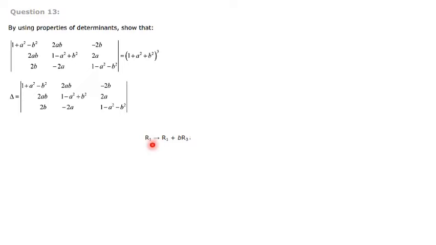So r1 changes to r1 plus br3, and another operation what I said was r2 changes to r2 minus ar3. So let's go for the calculation. That is delta is equal to r1 changes to r1 plus br3. See, r1 is 1 plus a square minus b square plus b into 2b, that is 2b square. So 1 plus a square minus b square plus 2b square. When you do the calculation, you will get 1 plus a square plus b square.